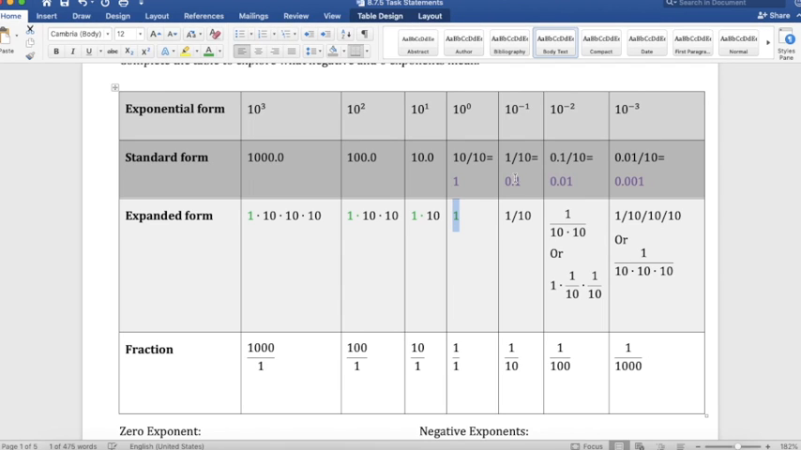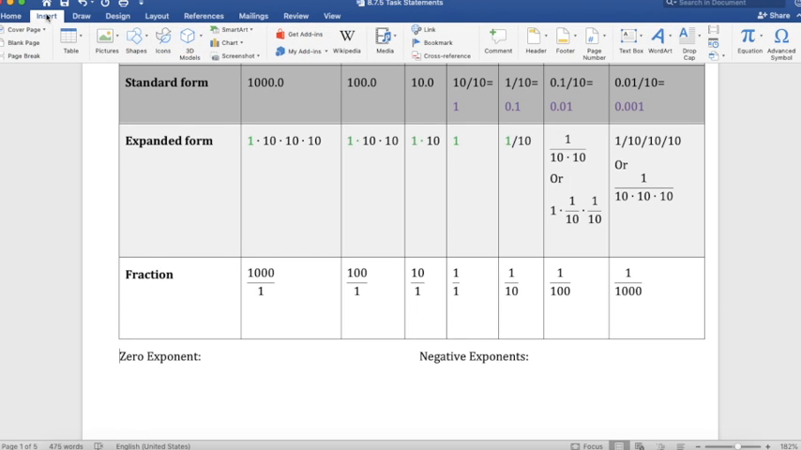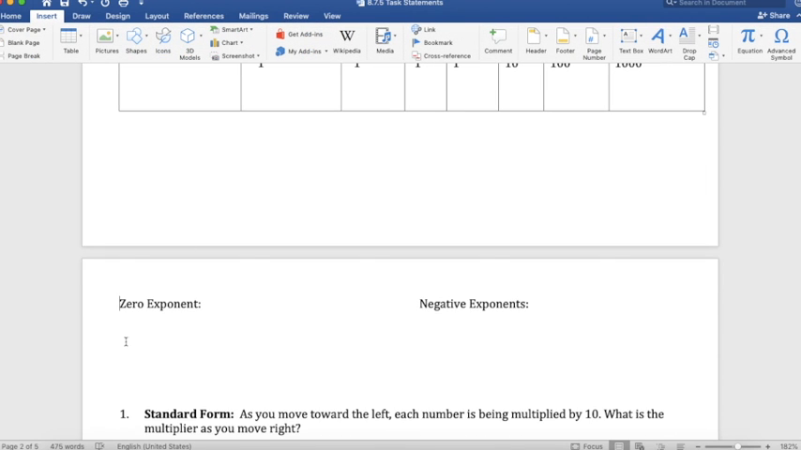And then we notice that 10 to the 0 power, when 0 was my exponent, I ended up with 10 over 10, or 1, and 1 over 1. So 10 to the 0 power is actually just 1. So in our notes, we're actually going to go on our next page, but that's okay. 10 to the 0 exponent, any number with an exponent of 0 equals 1, or has the value 1.